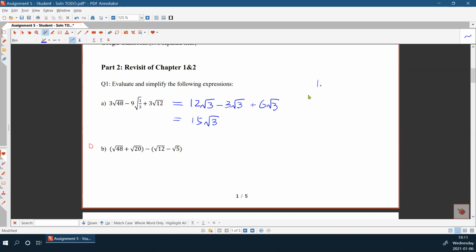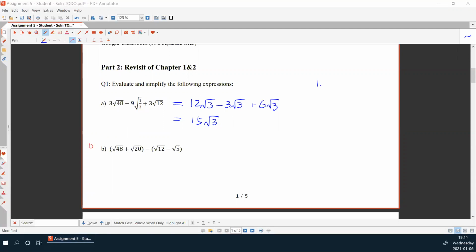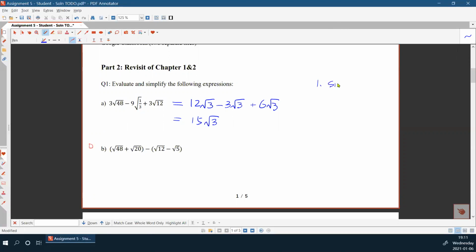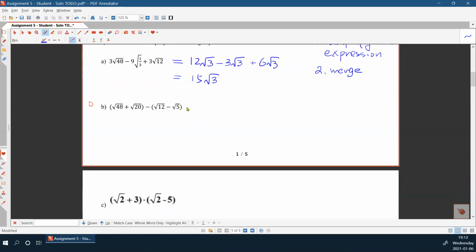So the key point is when you see a radical expression and you want to evaluate the value of the radical expression, usually there involves 2 steps, okay? First step is to simplify the expression. Okay. Second step is to merge. Okay. Next one.